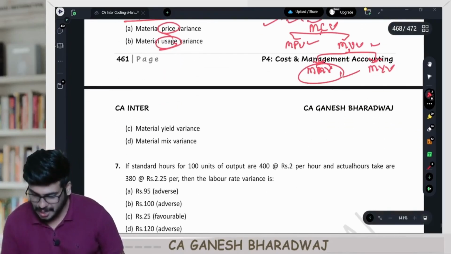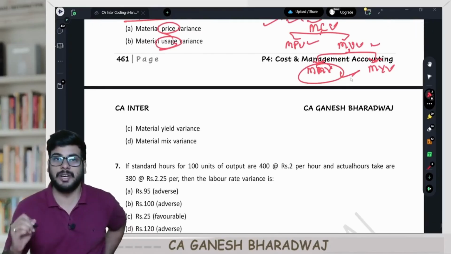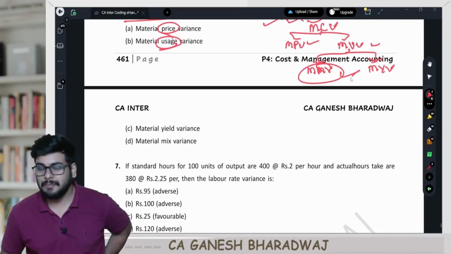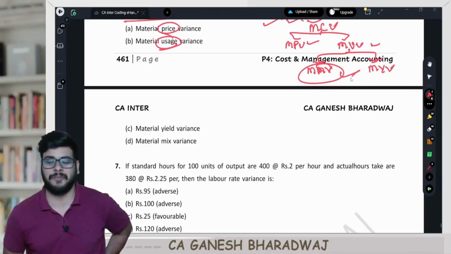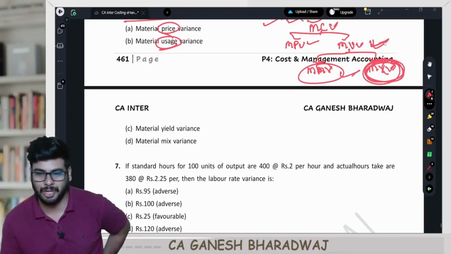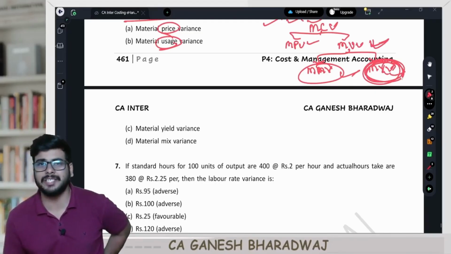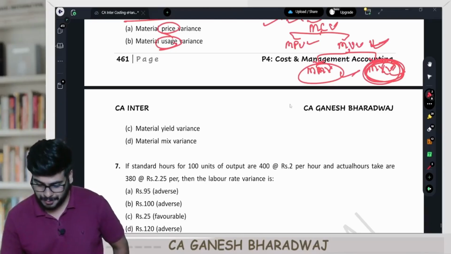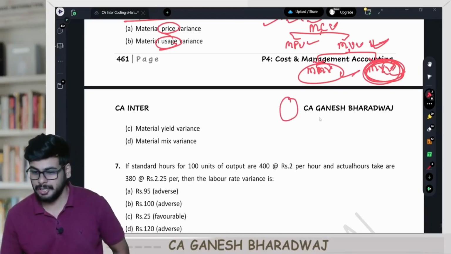Mix variance alone will be there when you are having more than one type of raw material. Because if you have a single type of raw material, this yield variance itself will be equal to your usage variance. Yield variance is basically a sub-usage variance. I told you, you should have consumed so much versus you have consumed so much. That is the difference we calculate.